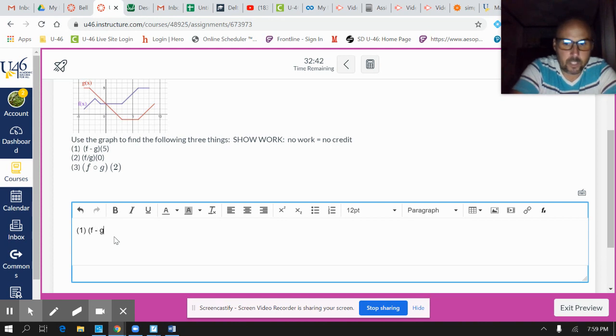F minus g of 5 is the same thing as f of 5 minus g of 5. You are not distributing. It looks like you are, but you are not. This is just how operations with functions work. You take f of the domain, operation g of the domain. So f of 5 minus g of 5.